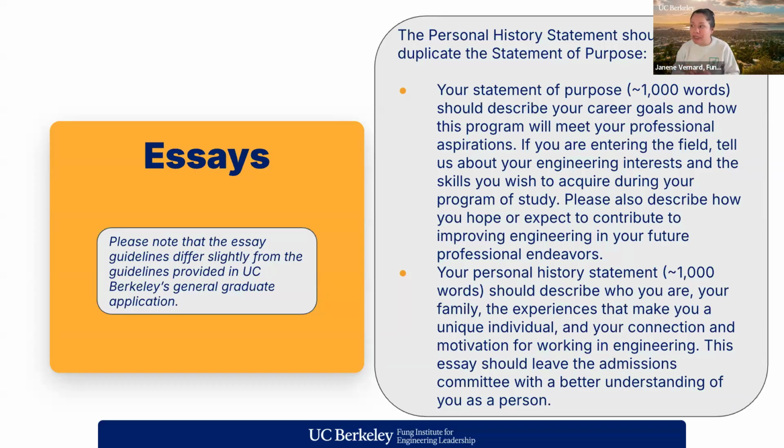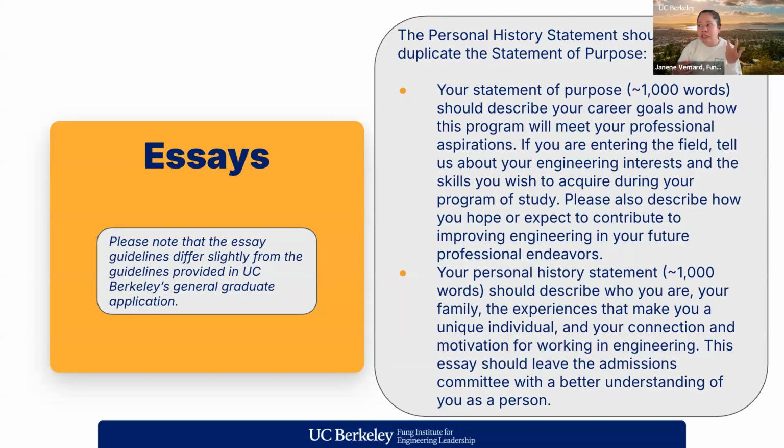Your statement of purpose, about 1,000 words, should describe your career goals and how this program will meet your professional aspirations. If you're entering the field, tell us about your engineering interests and the skills you wish to acquire during your program of study. Please also describe how you hope or expect to contribute to improving engineering in your future professional endeavors. Your personal history statement, about 1,000 words as well, should describe who you are, your family, the experiences that make you a unique individual, and your connection and motivation for working in engineering. This essay should leave the admissions committee with a better understanding of who you are as a person.